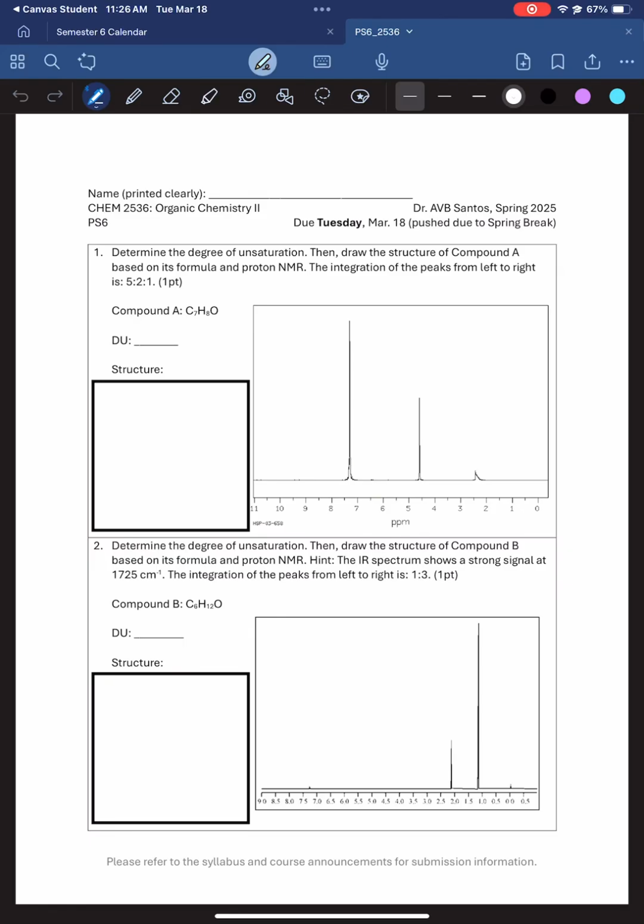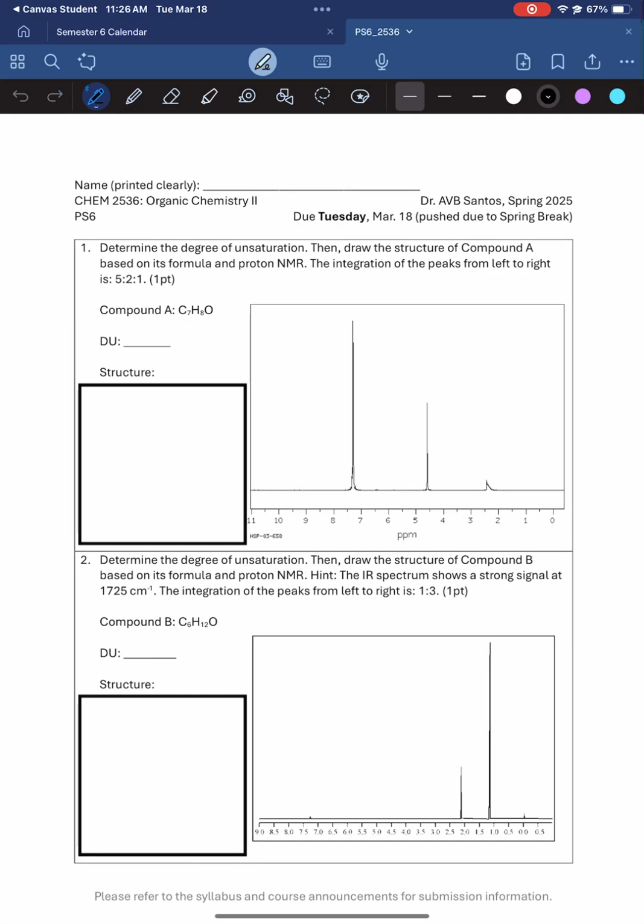Hello, in this video we're going to go over problem set 6 and how to solve each problem in depth. So let's start with question number 1. To determine the degrees of unsaturation, then draw the structure of compound A based on its formula in proton NMR. And we're given the integrations of 5 to 1 from left to right.